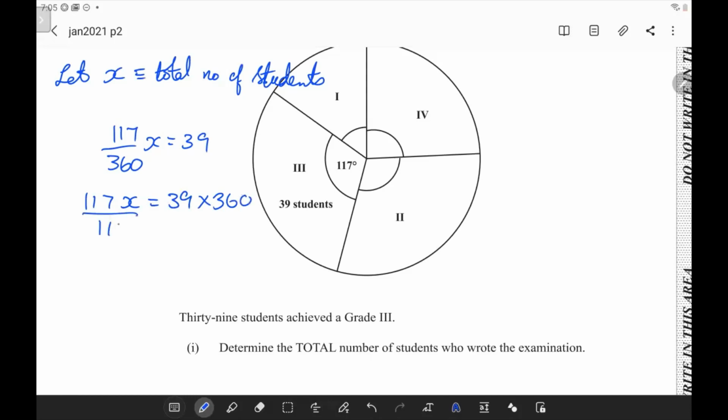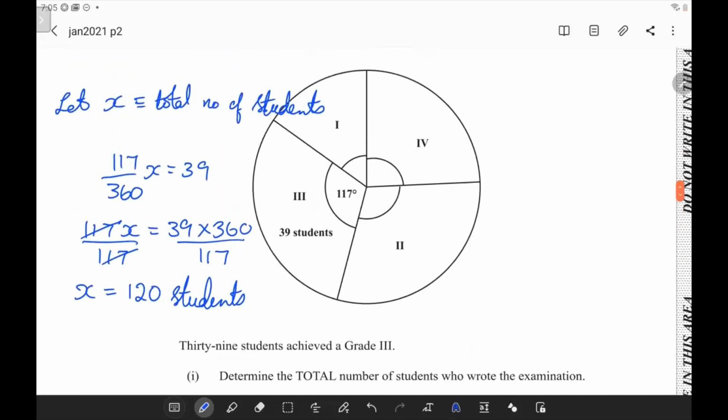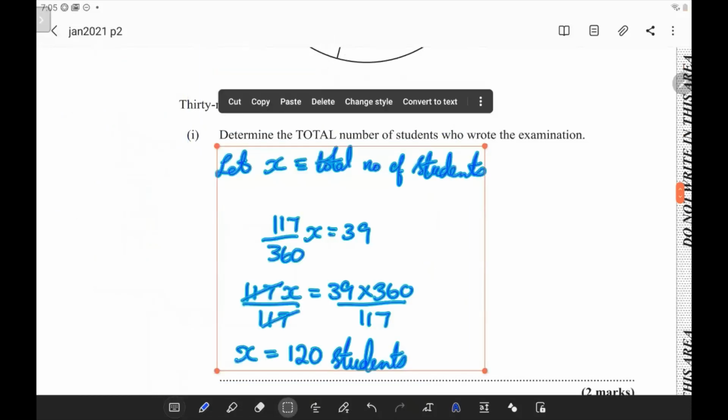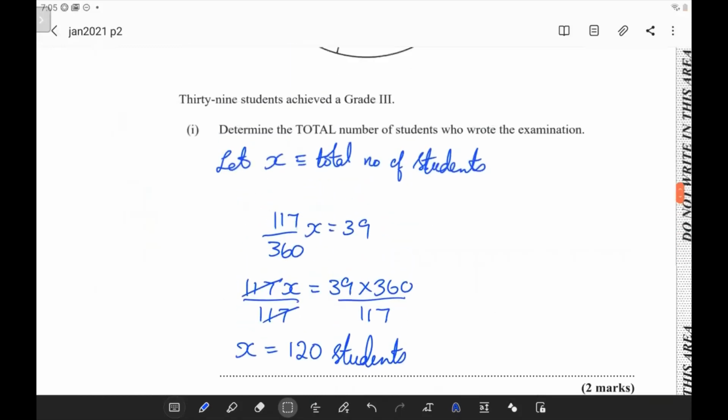And finally, dividing by 117, we get that X is equal to 39 times 360, which is 14,040, and dividing that by 117 will give you 120 students. So the total number of students, allow me to just copy this and put it where I will get the marks. That's right here. Okay, so we know that it's 120 students in total.